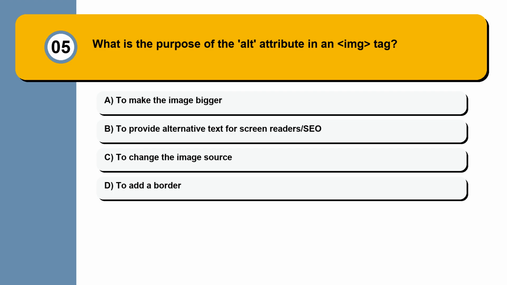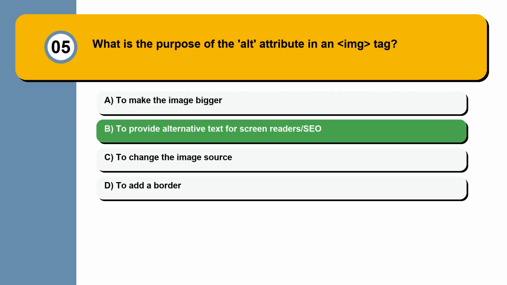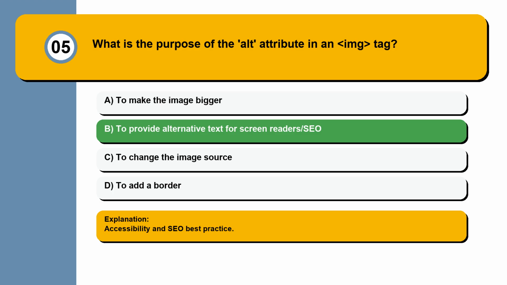Question 5. What is the purpose of the alt attribute in an img tag? To make the image bigger, to provide alternative text for screen readers and SEO, to change the image source, to add a border. Accessibility and SEO best practice.